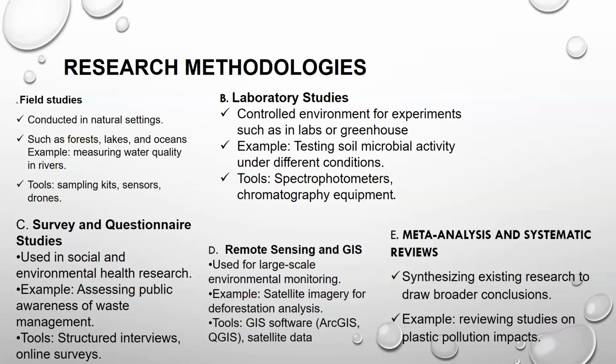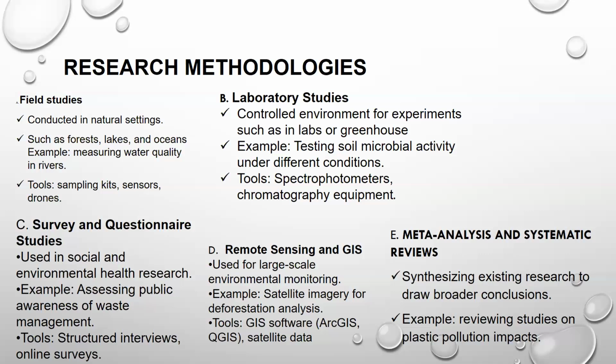Then for the remote sensing and GIS method, mostly used by physics, engineering, geography and all those fields, it is used for large-scale environmental monitoring. For example, satellite imagery for deforestation analysis. You want to study how far deforestation has gone in our environment. You cannot be doing that one by one. So you have to use satellite imagery and GIS software to get your satellite data.